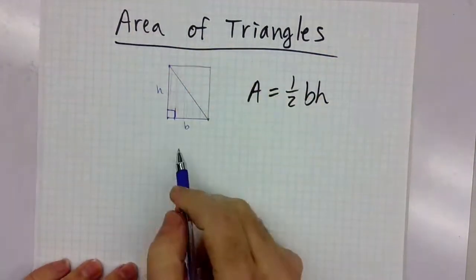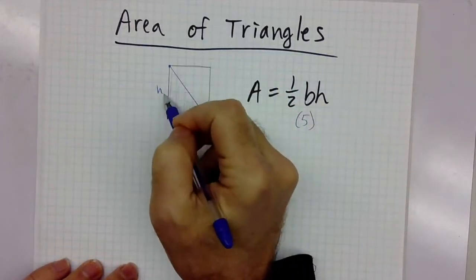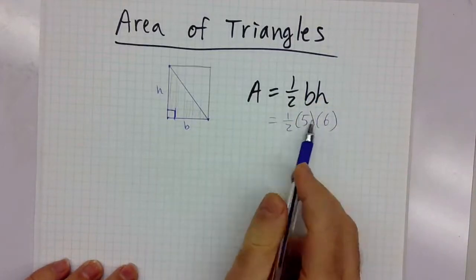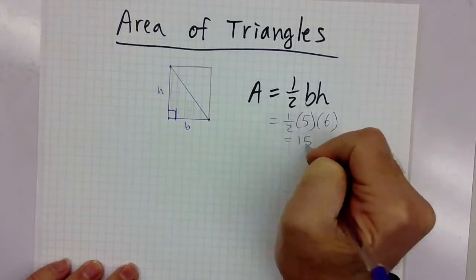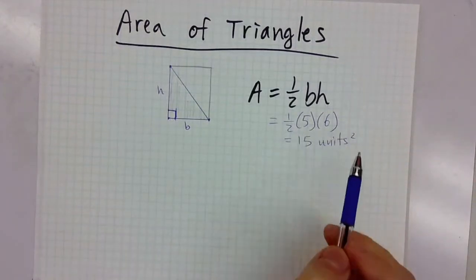I could quickly calculate this if I know my base is 1, 2, 3, 4, 5 units, and I know my height is 1, 2, 3, 4, 5, 6 units. Okay, I can find 1/2 of 6 is 3, times 5 is 15 units, and of course those units must be squared. A one-dimensional unit times a one-dimensional unit gives me a two-dimensional unit.